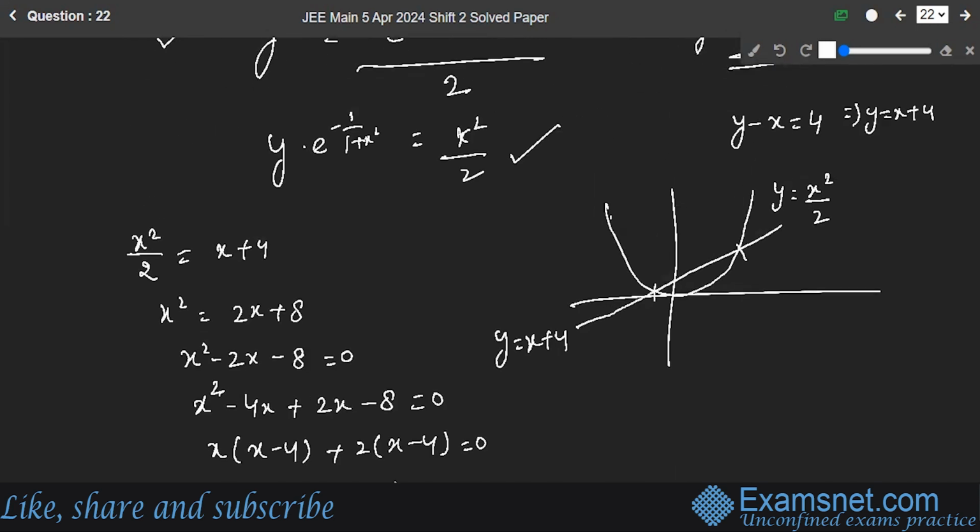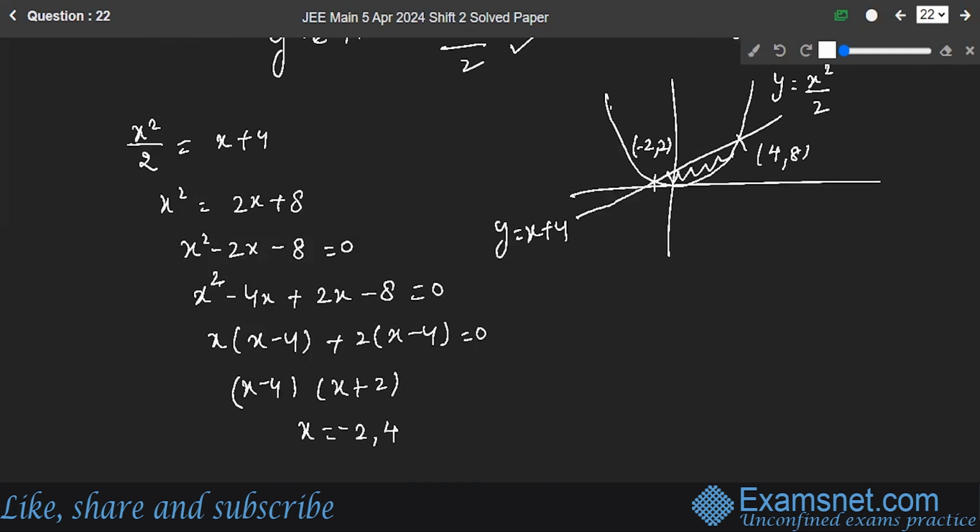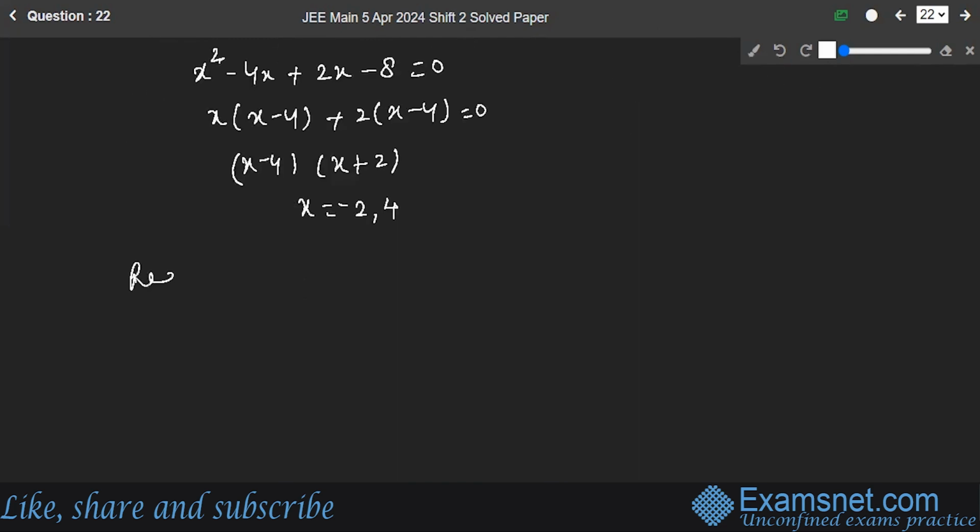So this is -2, so it will come over here, and here is your 4. Let's calculate y also. So y is equal to 8 in this case, and in this case y will be equal to 2. Right. So now you have to find out the area between them. So this is the area that you need to find out. Required area will be given by limits -2 to 4.